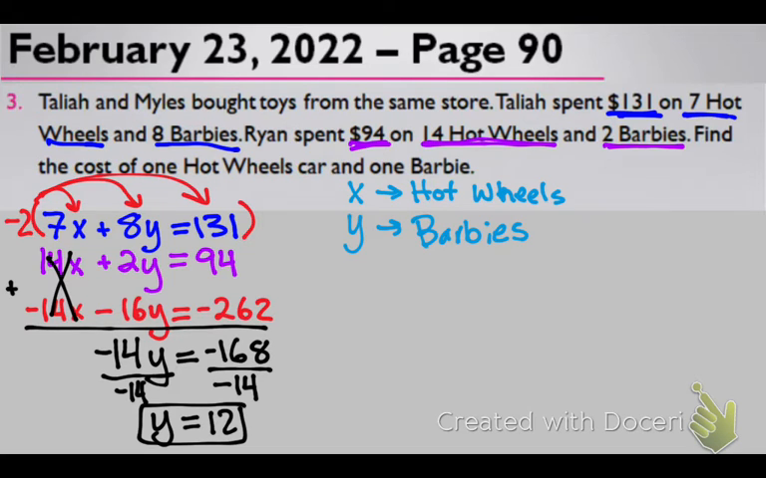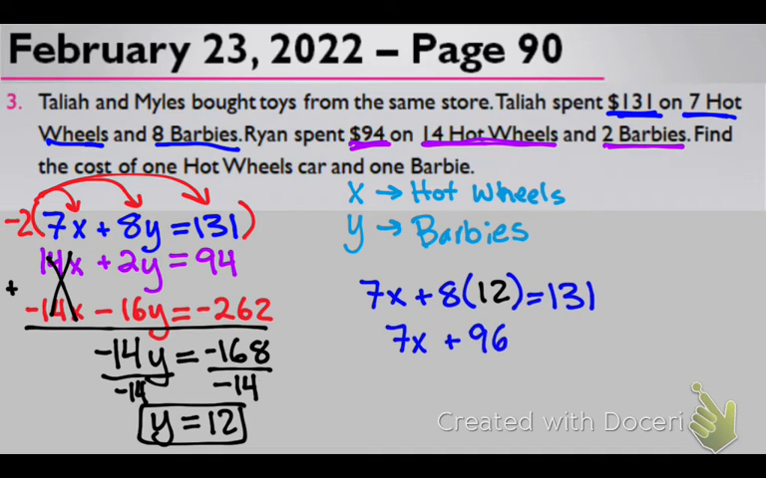Plug that into one of the equations. Do you have a preference for which one? The top one? Okay. So we have 7x plus 8 times y, which is now going to be 12. It's 131. All right. We have our calculators out. What is 8 times 12? 96. 7x plus 96 equals 131.